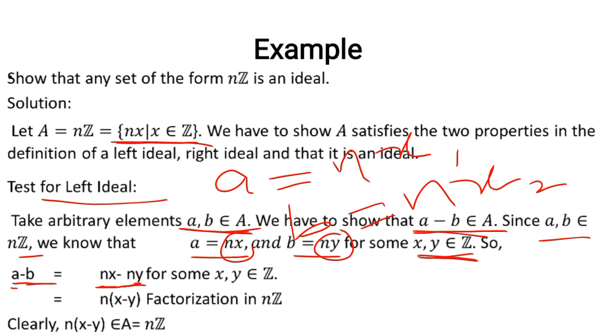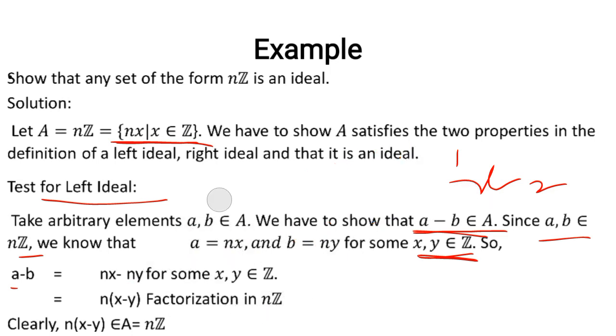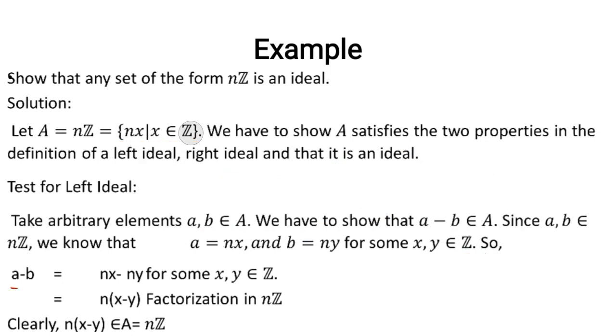Okay, so if you factorize, because we're working with a ring, we could factorize, remember? So n is common to both of them, that's why there's n out here, and you're left with x minus y. And obviously this particular value lies in the set of integers, right? So that will be true. Therefore we have shown that if we subtract any two elements in A, it will still be in A itself, where A is nZ, the set of multiples of n.